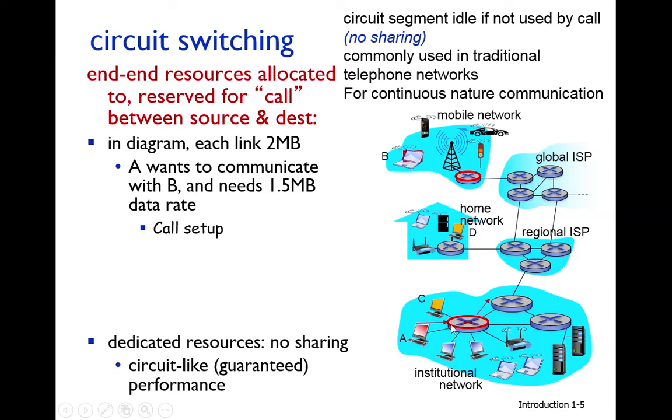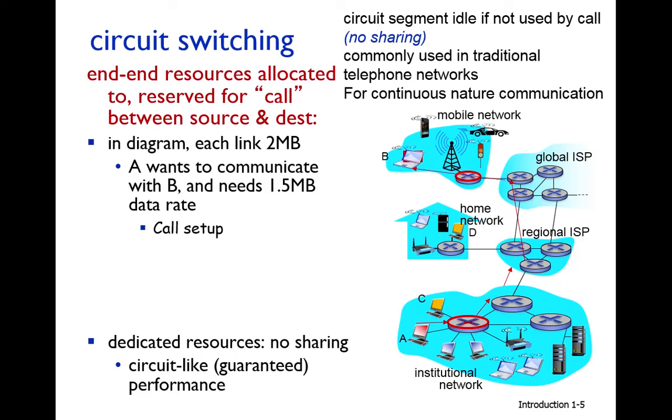Suppose there is no other traffic. This router says that this link is free, so it reserves 1.5 MB on this link. This link is total how much? It is 2 MB. So it will reserve 1.5 MB here. Similarly, this router will forward the request and it will also reserve 1.5 MB here, and so on.